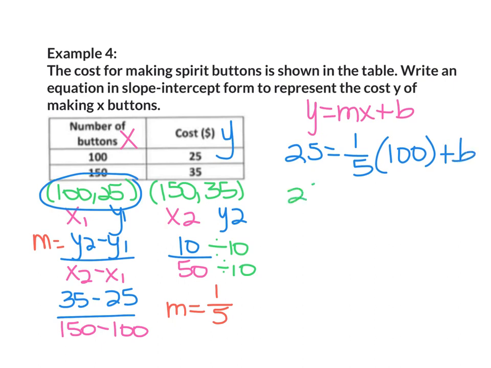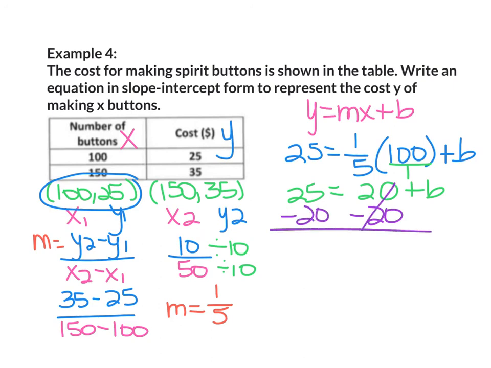Now I'm going to bring down 25. My 100 is a whole number. I'm going to make it into a fraction by writing 1 underneath. So 1 times 100 is 100. 5 times 1 is 5. So 100 divided by 5 will give me 20. Bring down positive b. Now I'm going to subtract 20 from both sides so I can isolate b. This will cancel out. Bring down b equals 25 minus 20 will give me 5. So b equals 5.